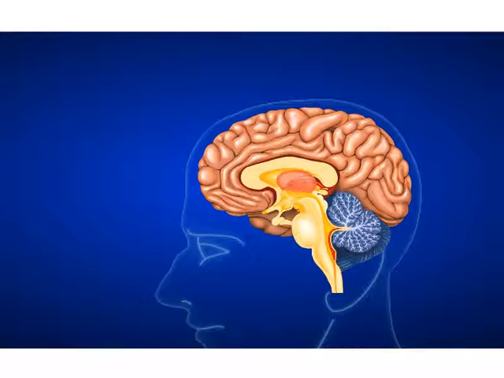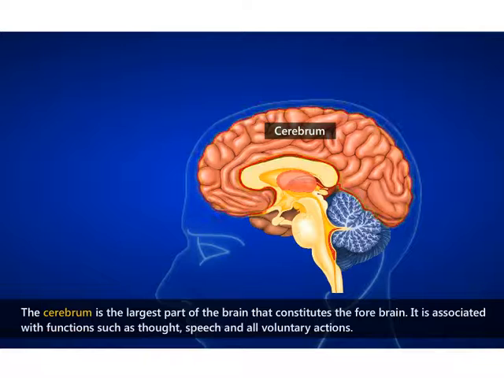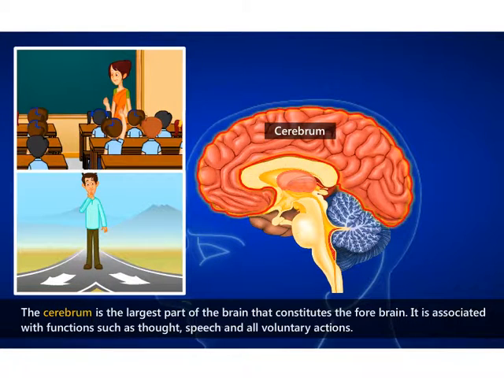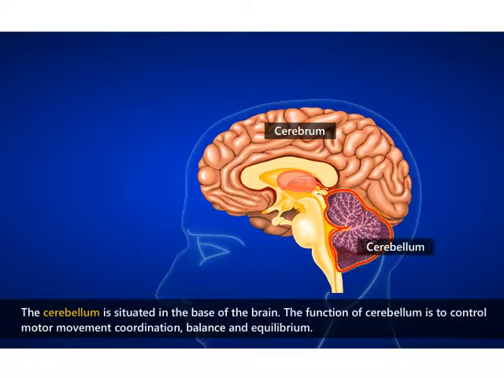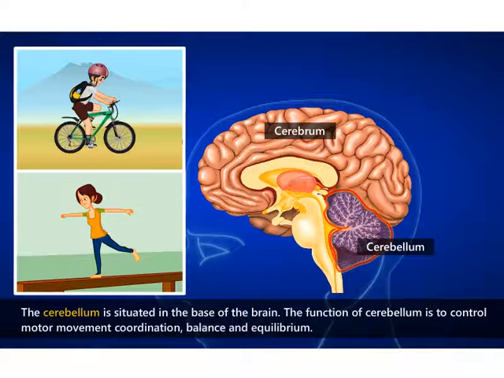Different parts of the brain control these different types of actions. The cerebrum is the largest part of the brain that constitutes the forebrain. It is associated with functions such as thought, speech, and all voluntary actions. The cerebellum is situated in the base of the brain. The function of the cerebellum is to control motor movement, coordination, balance, and equilibrium.